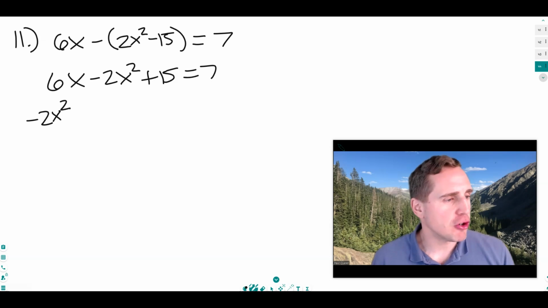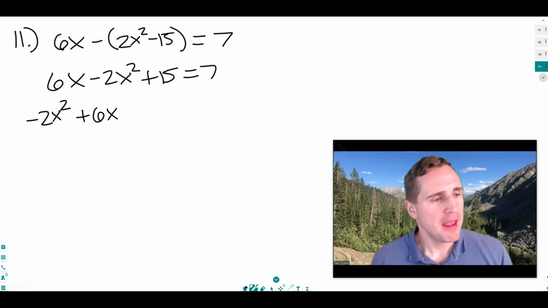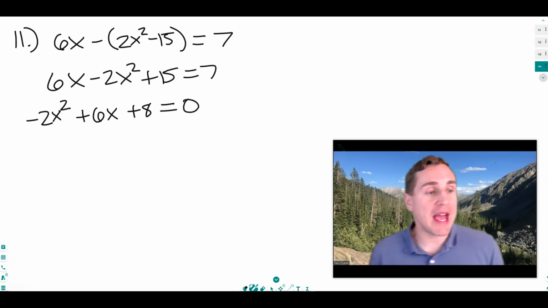So that's the power 2 term. Then let's go plus 6x, that's the linear term, x to the power 1. Then we have to move the 7 over with a subtract 7. So that's going to be positive 8 equals 0. Okay, now we're just looking for the x values.